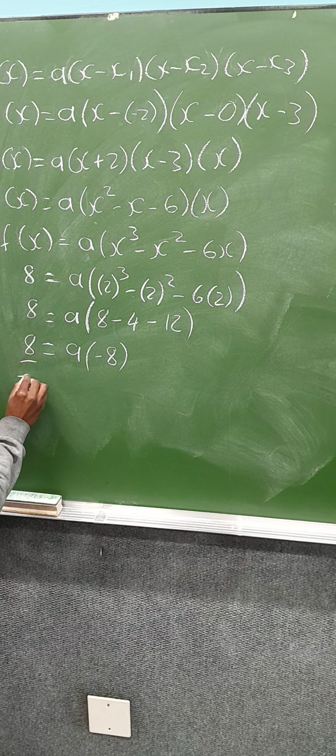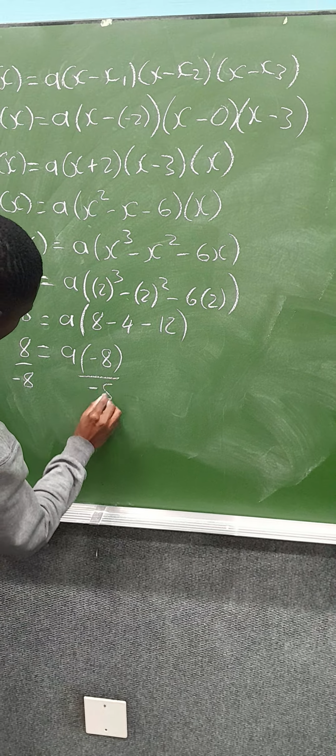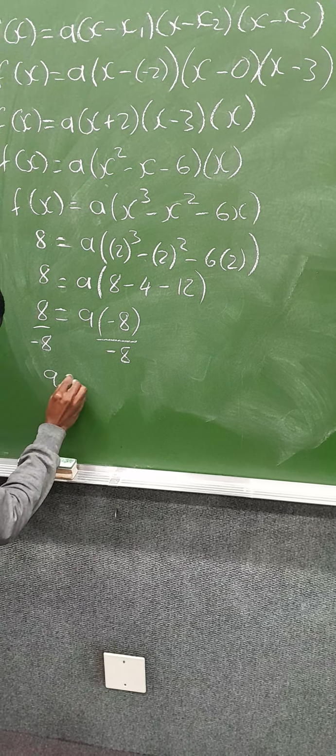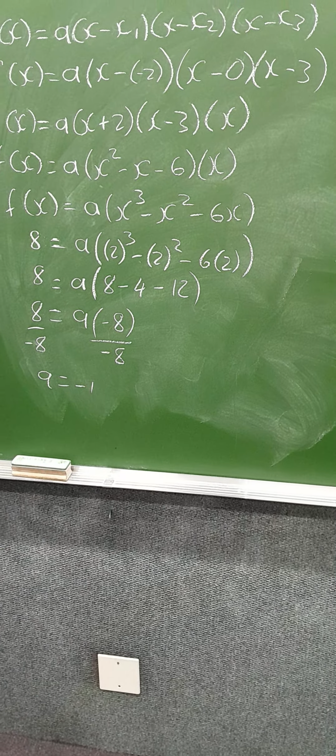So we're going to have negative 8, and I'm going to divide by negative 8 on both sides because we're looking for a. So our a value is now going to be negative 1. And then we check our graph.